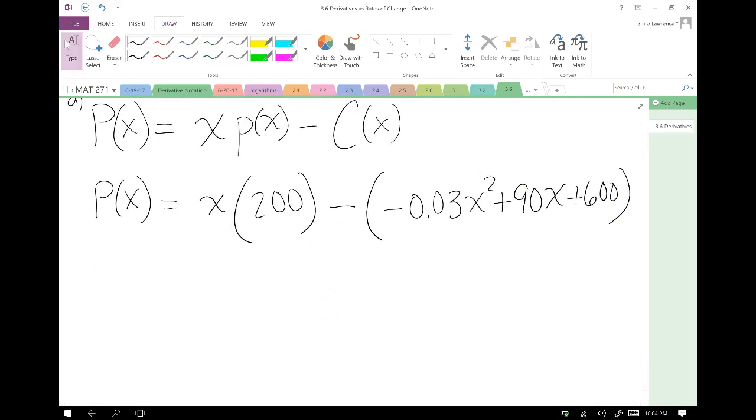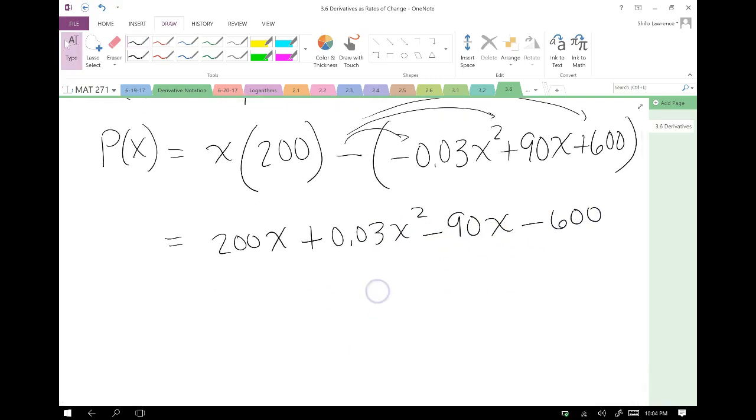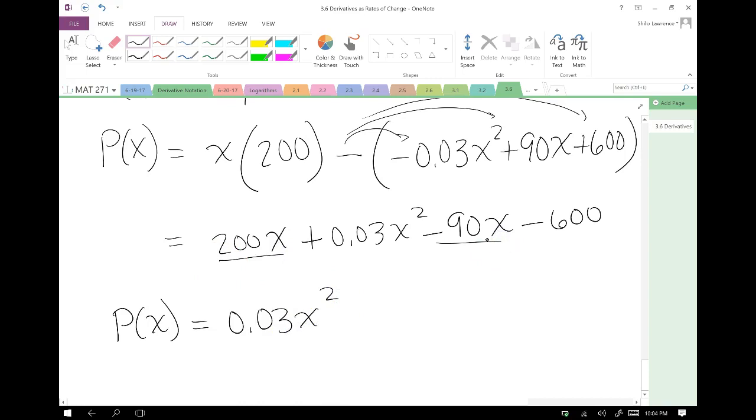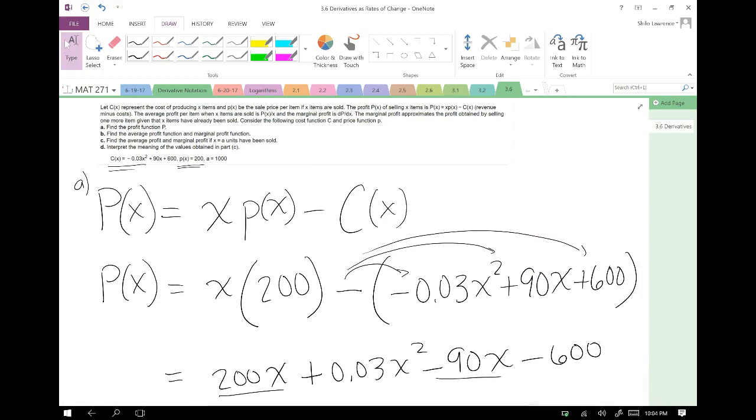And we're going to simplify this. So this is just 200x. I'm going to distribute that negative: plus 0.03x squared minus 90x minus 600. We can combine some like terms. And my final answer here for my profit function is 0.03x squared. These guys can get put together. 200 minus 90 is 110. So plus 110x minus 600. So all algebra so far, all algebra. So we've got our profit function.